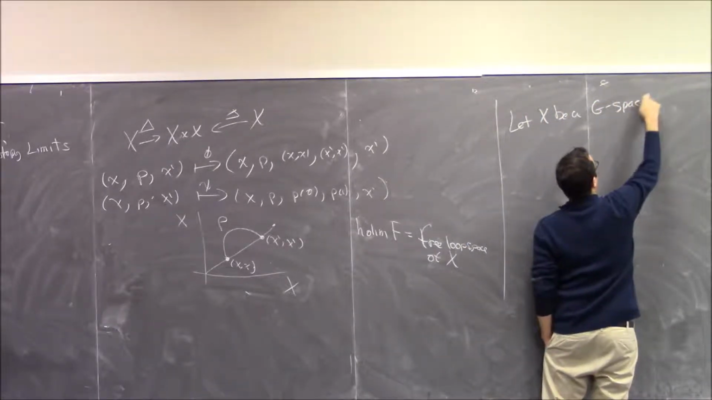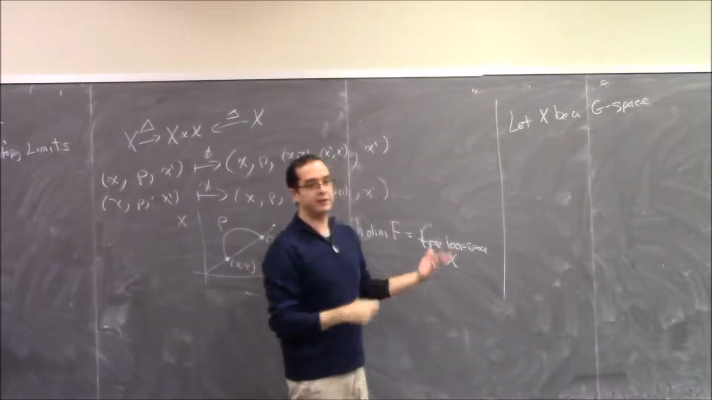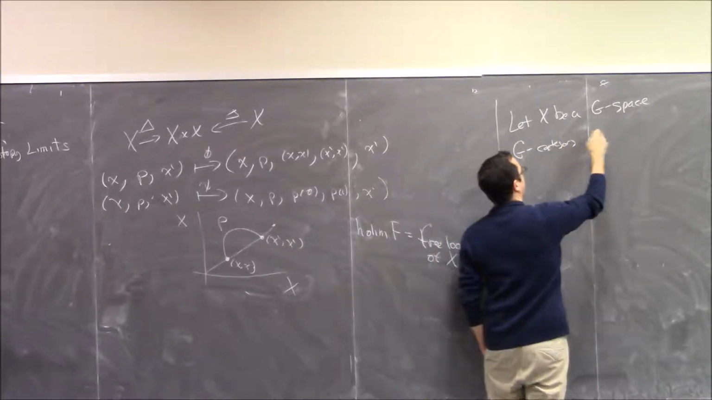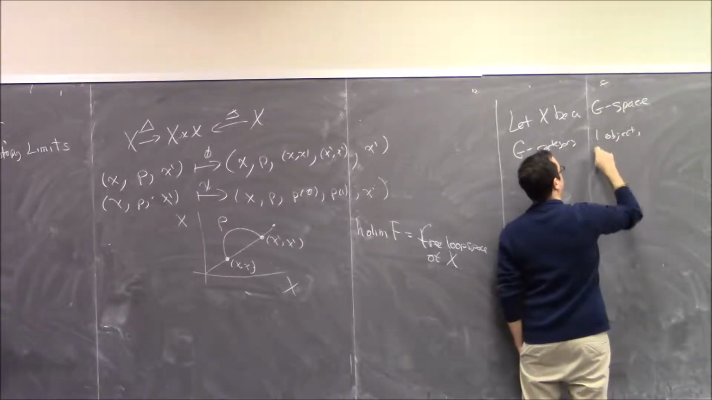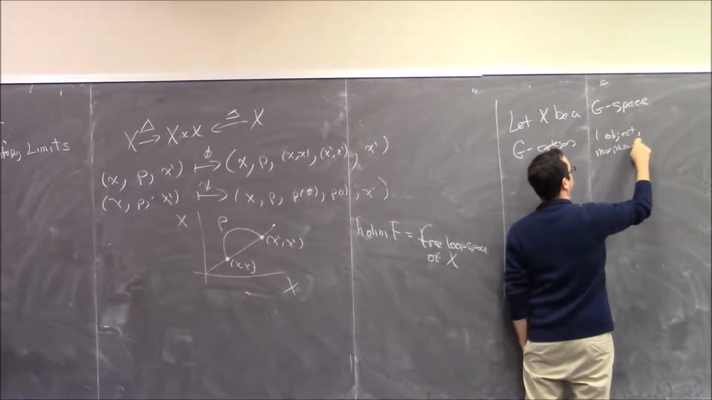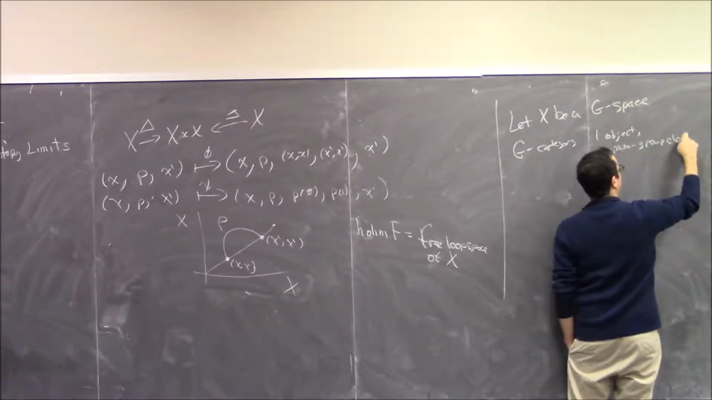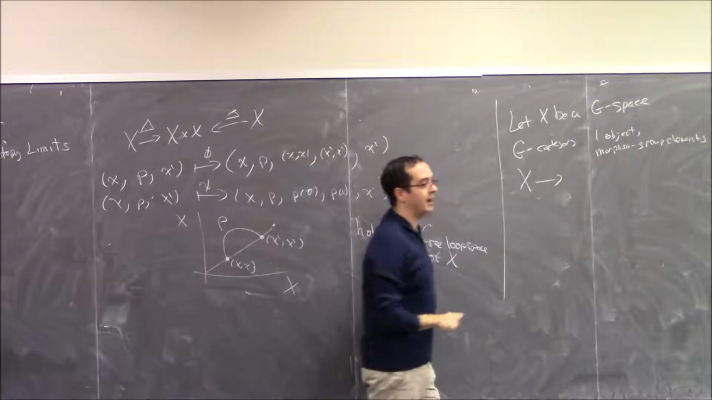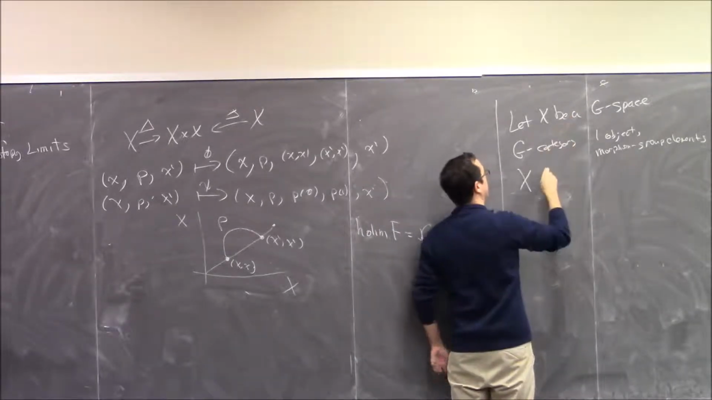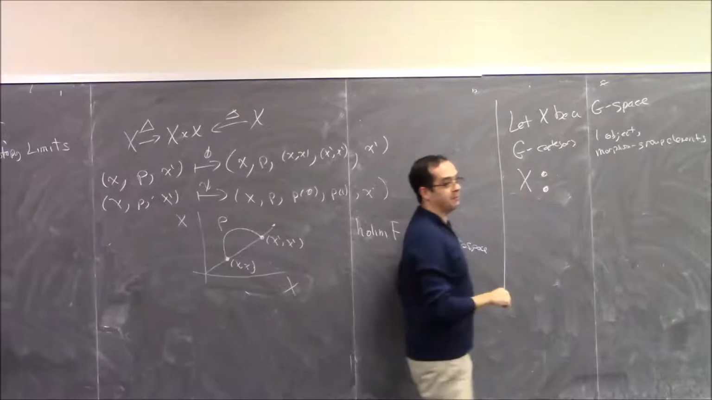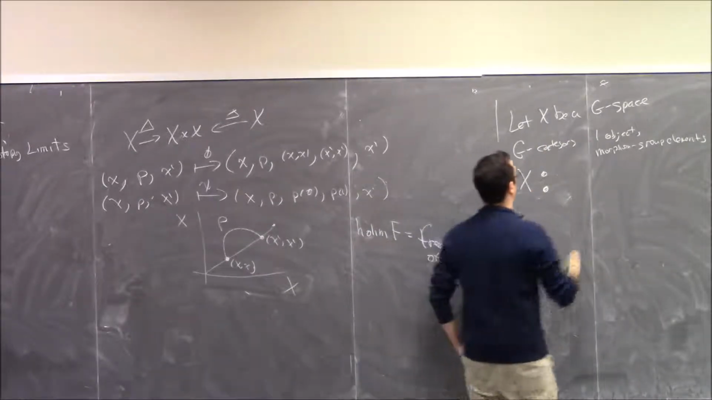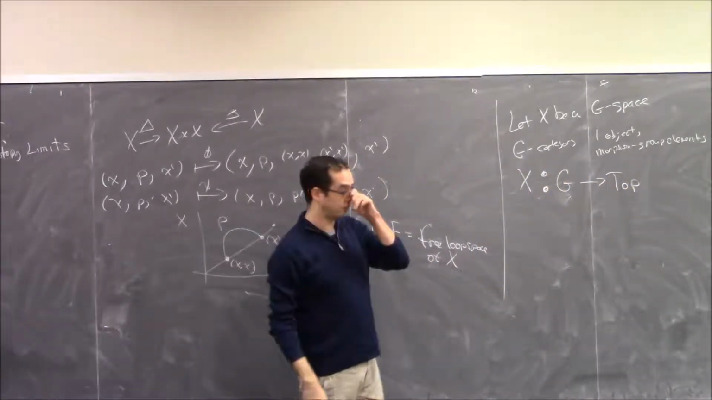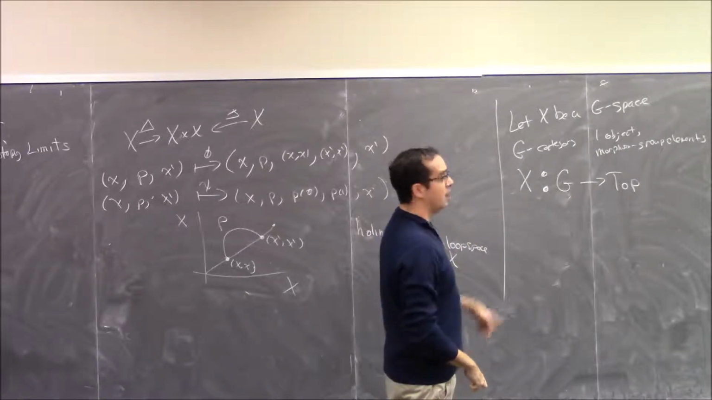So let X be a G space. I want to think of this as a functor, so we can think of G as a category with one object, and morphisms are the group elements. And then I can think of my G space as defining a functor from the category G into spaces.